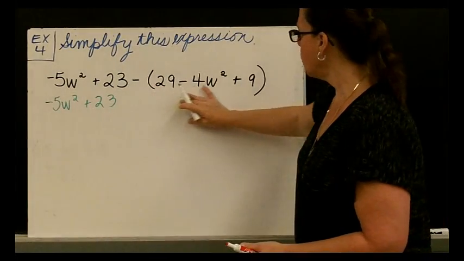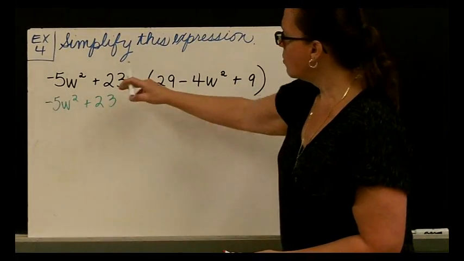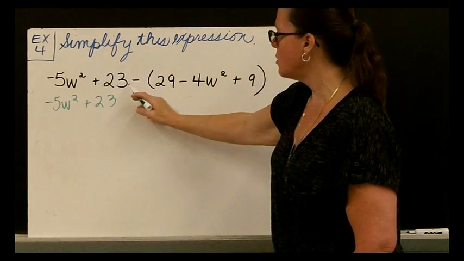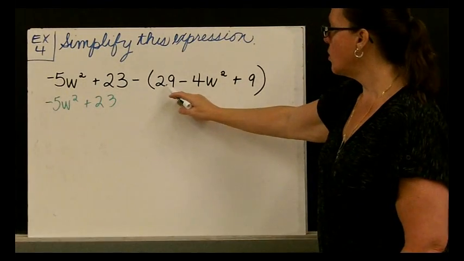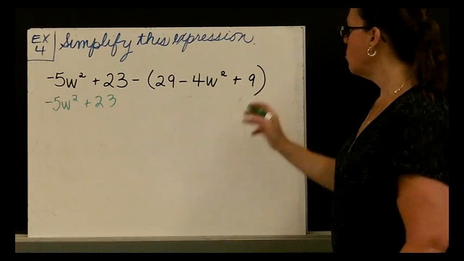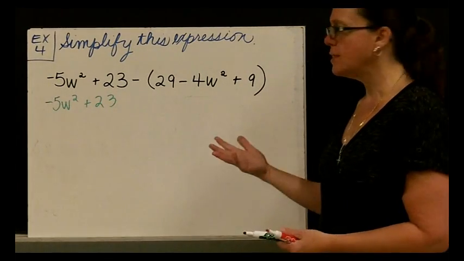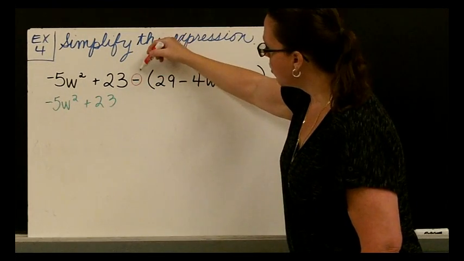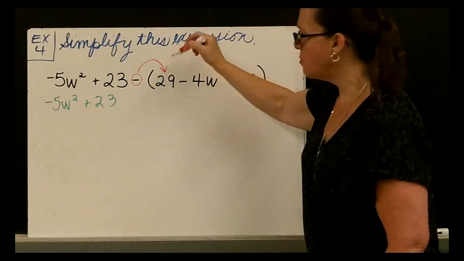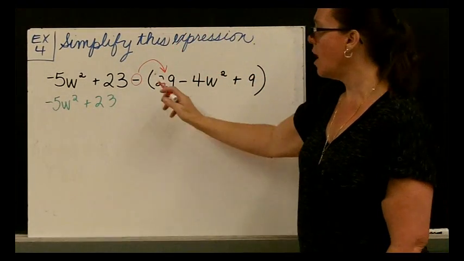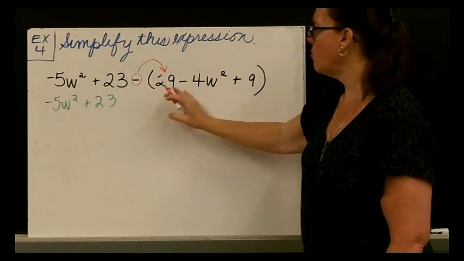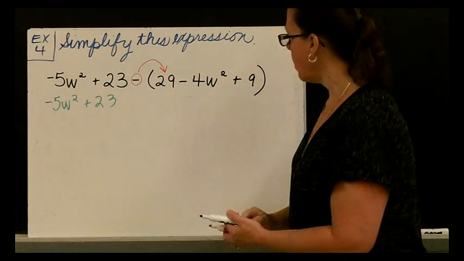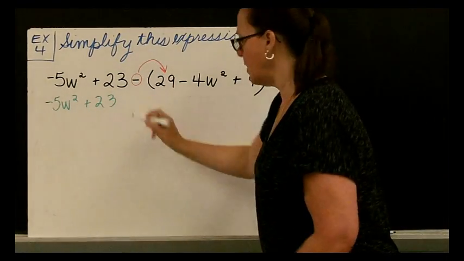But here, let's talk about this piece. What we would read this as is negative 5w squared plus 23 minus the quantity 29 minus 4w squared plus 9. That's how we read it. This is how we work with it. We take this negative. This means: what is the opposite of this piece? So what we're going to do is take this opposite sign and distribute it to every term within these parentheses. And the opposite of a positive 29 is a negative 29.